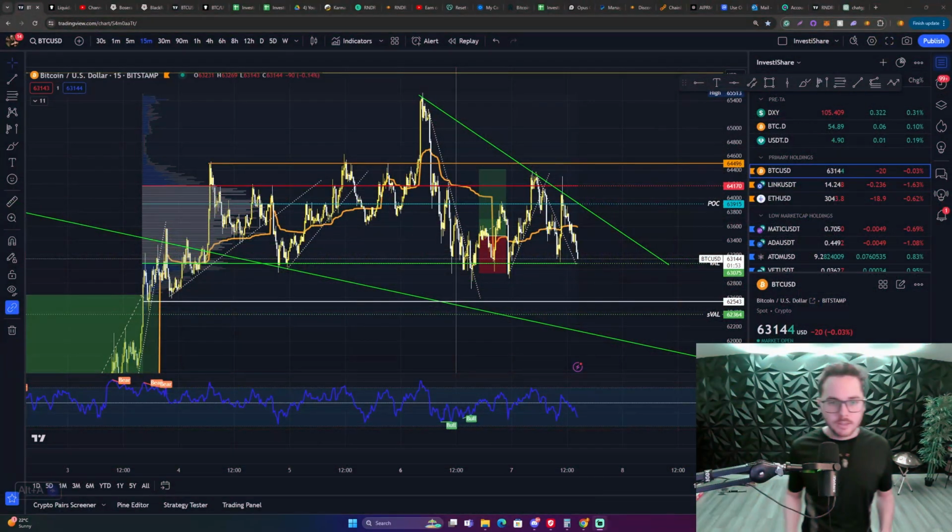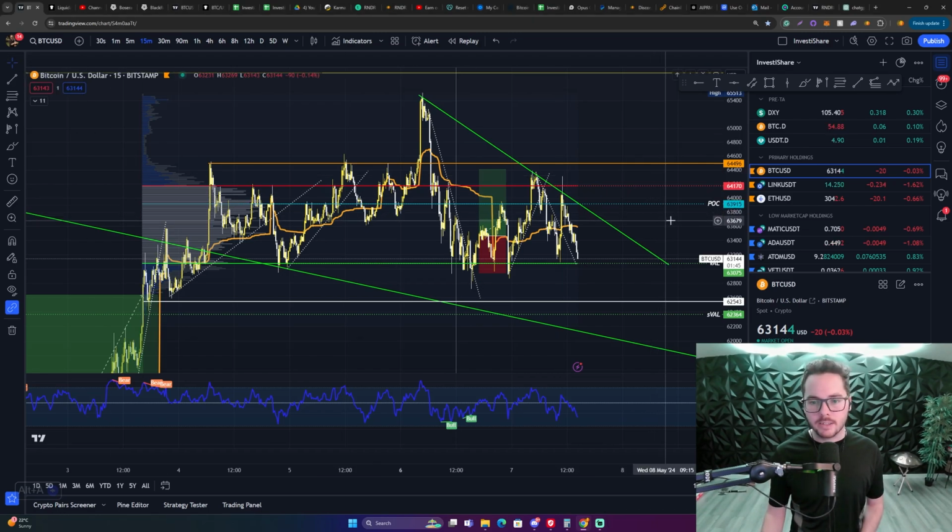I'll show you what I'm preparing for and what to look out for in terms of the bearish case scenario and the bullish case scenario and how you can take action on both. So let's dive into it. This is the 15-minute time frame for Bitcoin. This is the current structure that we're looking at. Let's look at first yesterday's price action.